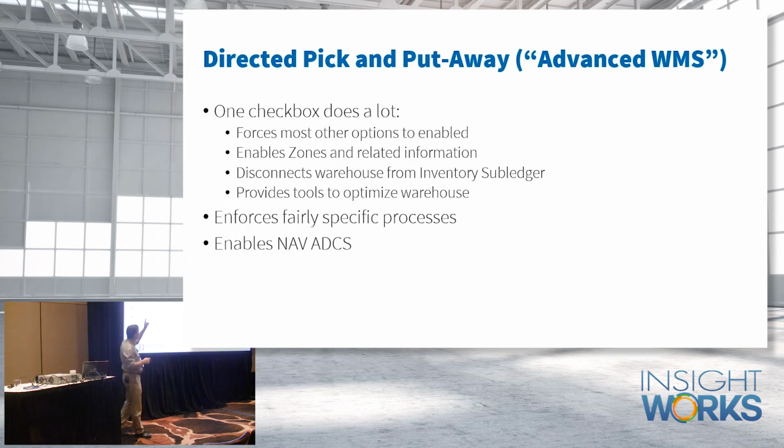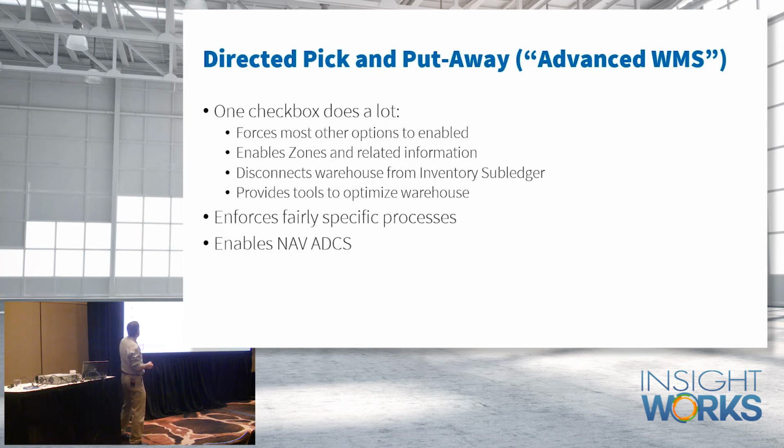Okay. So when we turn on that directed pick and put away box, it does a whole bunch of stuff. It forces all your warehouse documents turned on. You can't turn them off, so you can't mix and match anymore, right? If you have basic warehousing on, I could use a warehouse pick, but I could just receive against a PO, right? Or I could use a put away, but just pick against the sales order if I wanted, right? So you can mix and match those options.